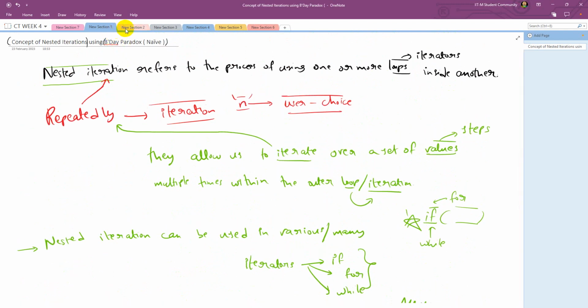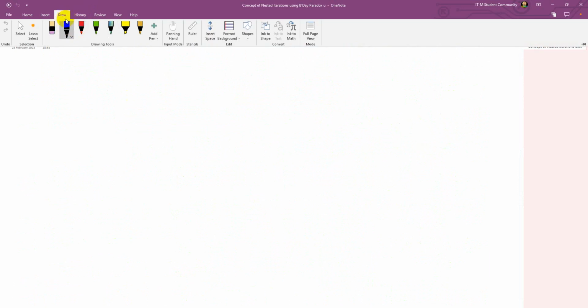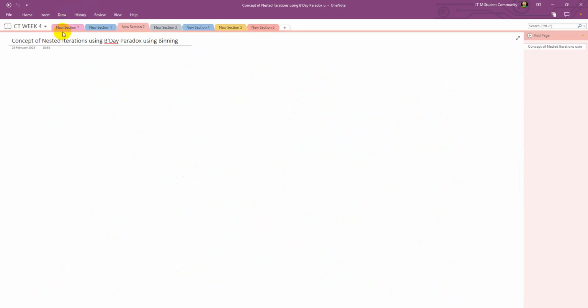So guys, let us move into the second topic, birthday paradox using binning. As I said to you before, birthday paradox is a well-known problem in the real world as well, and also in probability theory, statistics, and decision making in computational thinking.